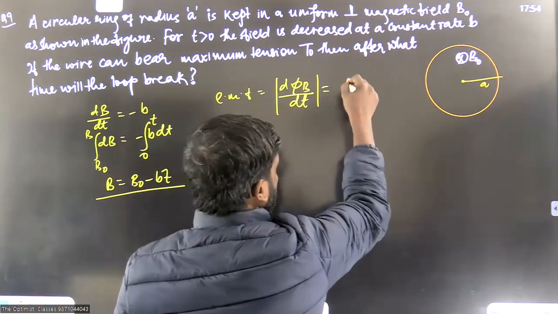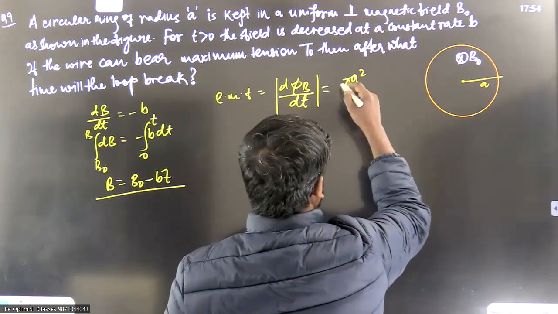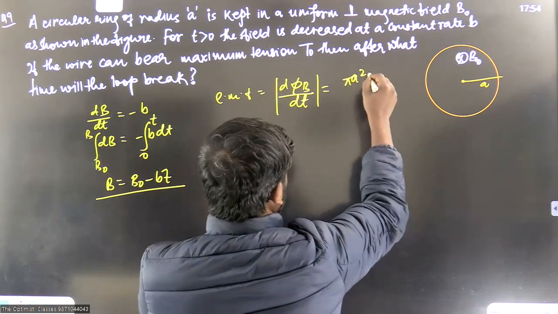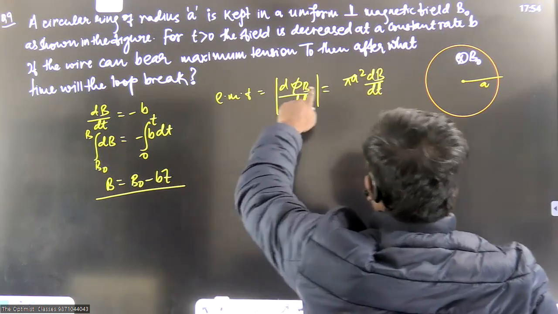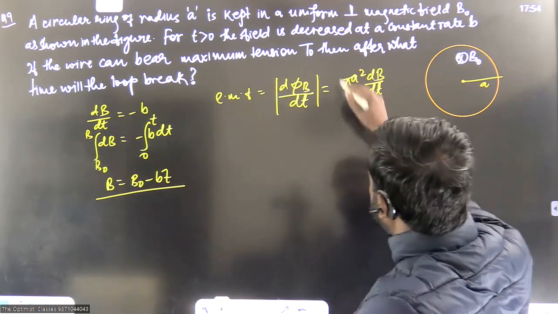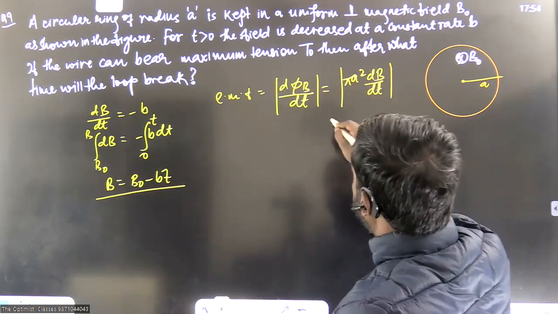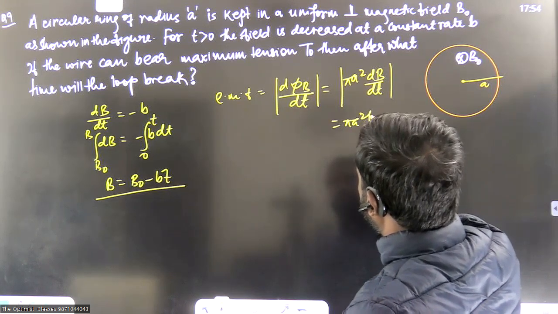That area is pi a square, and this will become the magnetic field derivative because we are differentiating flux. So that's what we have. So dB by dt is B here. So this is pi a square and B. So that is the EMF.